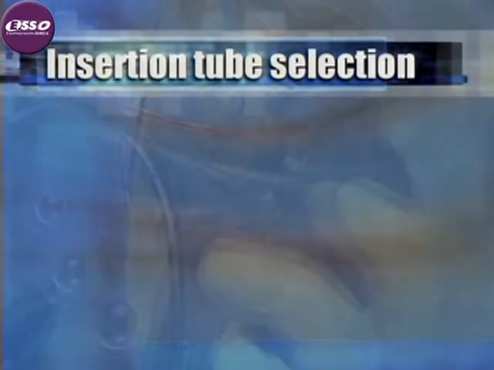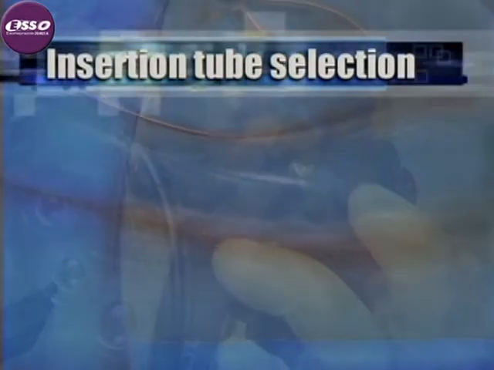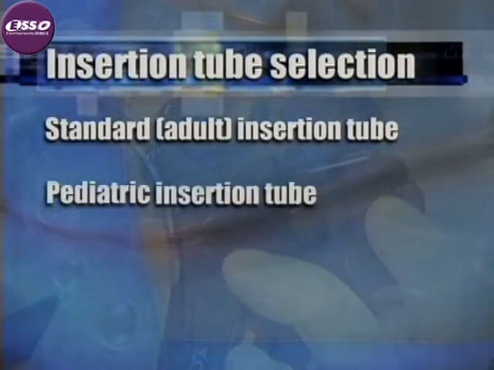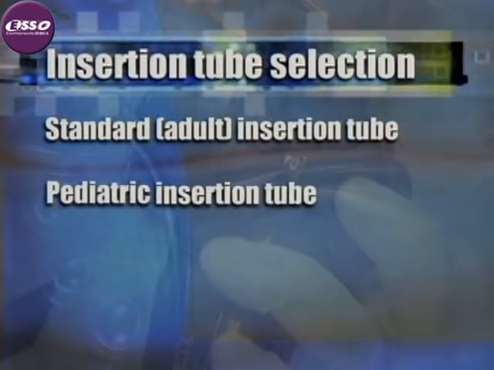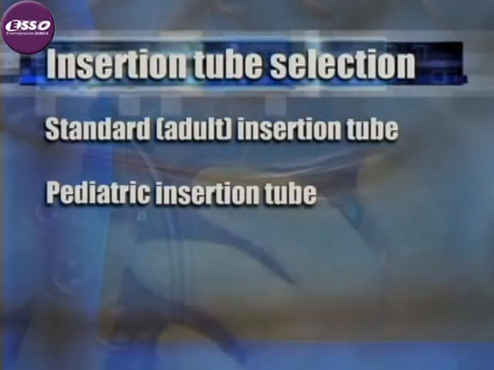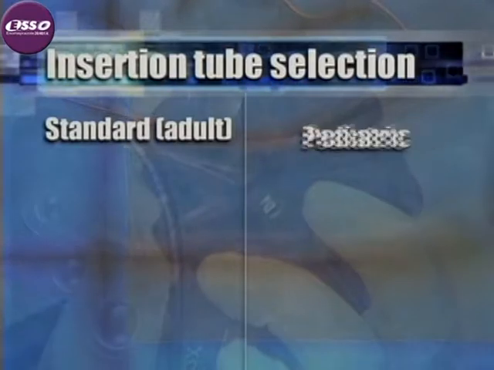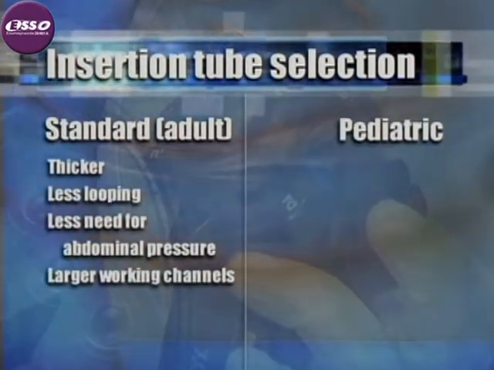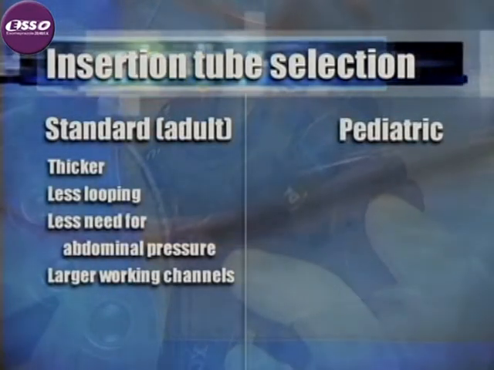By insertion tube selection, I am referring to the choice between an adult or standard diameter insertion tube and the narrower pediatric insertion tube. For routine cases, the selection between these devices is, I believe, purely a matter of personal preference. The standard insertion tube has the advantage of being thicker and stiffer and therefore less likely to cause looping during insertion, particularly in the transverse colon.